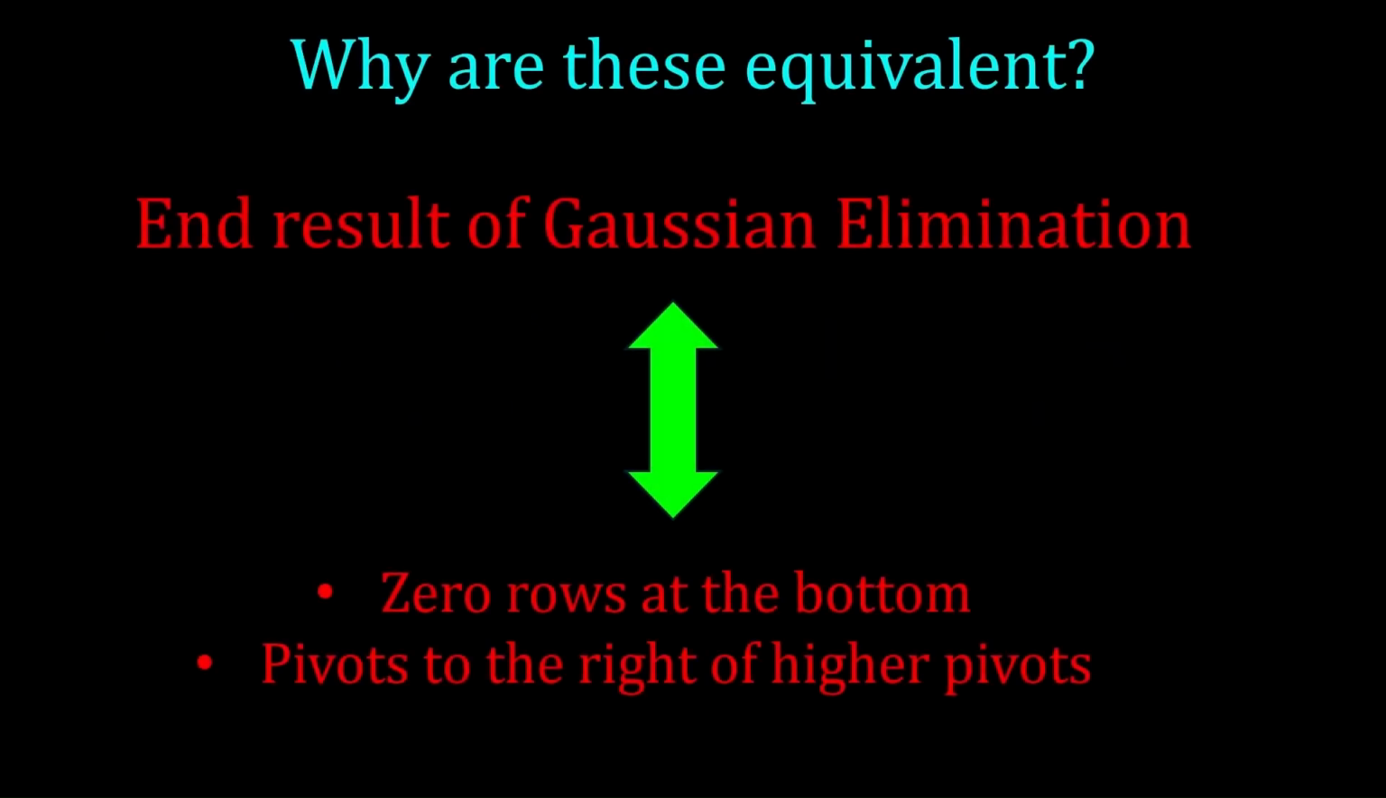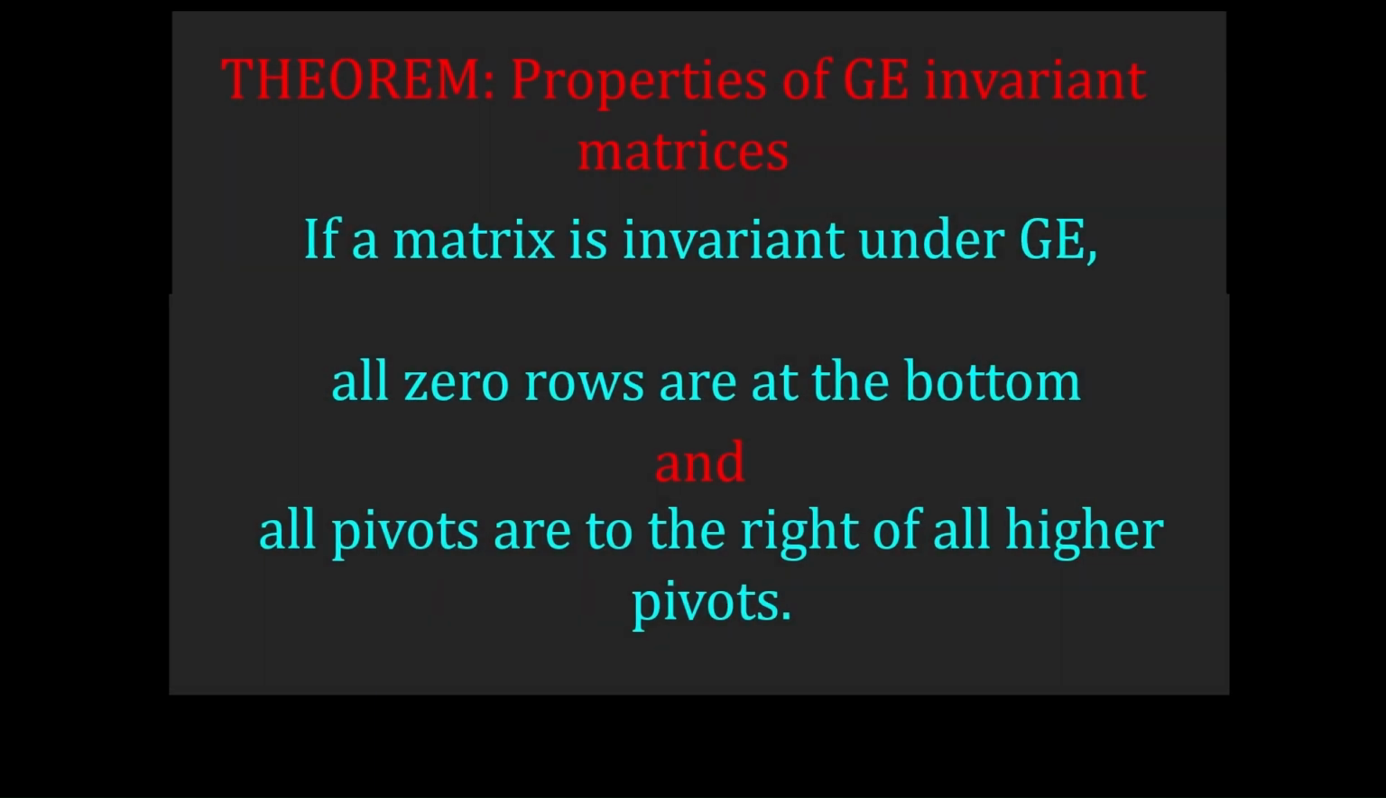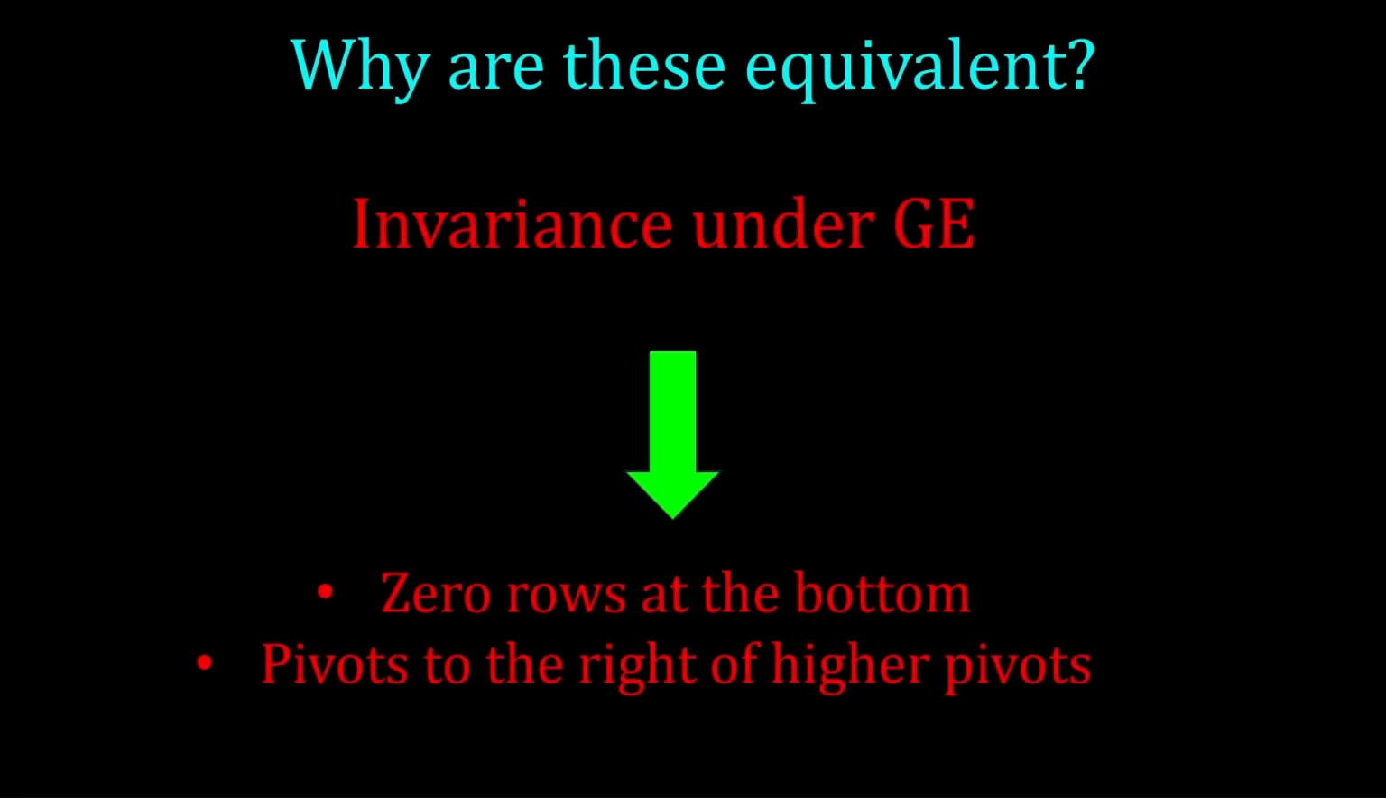In this video, we are going to prove rigorously, at least somewhat rigorously, that invariance under Gaussian elimination, meaning a matrix not changing when you do the algorithm on it, is equivalent to saying that it has these two properties. I've always wanted to know, why are these two actually equivalent? So let's do it. Firstly, we need to prove this direction. We'll prove that if a matrix doesn't change under Gaussian elimination, it has these two properties.